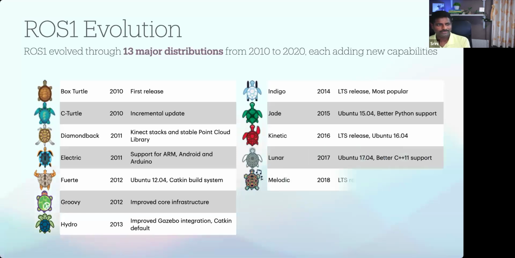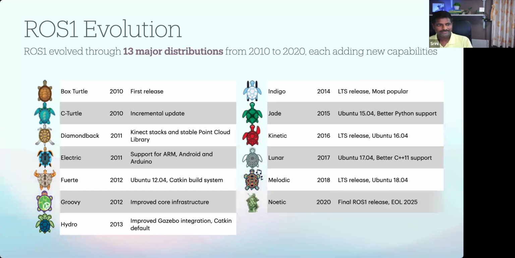And then came Lunar and Melodic. So Melodic is Ubuntu 18.04. This release, we still have some robots running Melodic, like one of the Lunar robots that we have is still running Melodic because of the hardware and software dependencies we have. And then came Noetic in 2020, and this was the final release for ROS1.